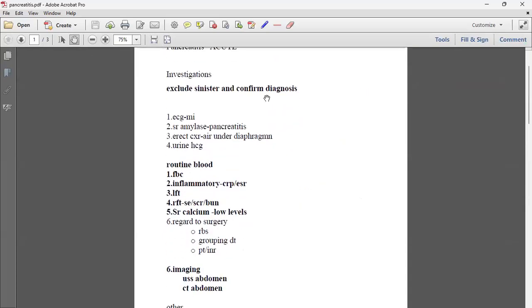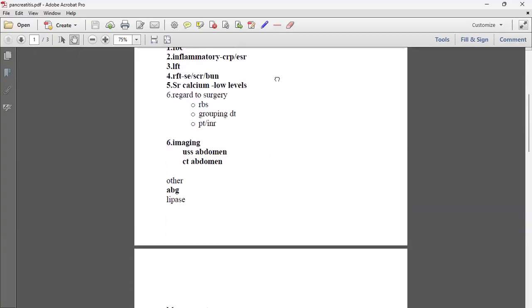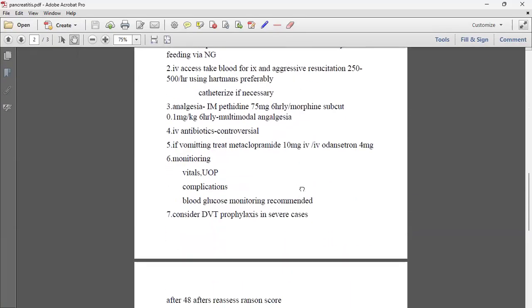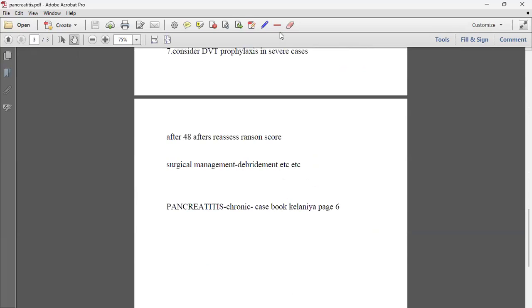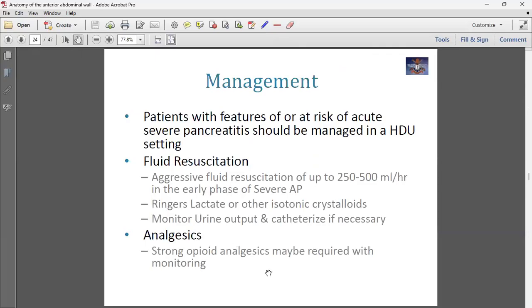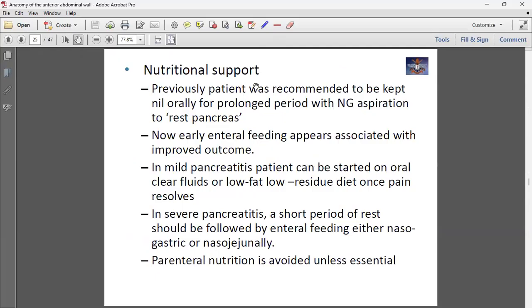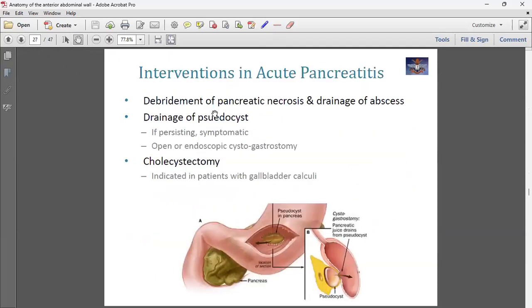Okay, and investigations wise, this is how you approach. So this is applicable for your SCQs and your long cases as well. Okay. So that is basically what I have written. HDO, fluid resuscitation, analgesics, nutritional support, antibiotics, and surgical interventions. You can just write a bit about this. Okay. But mainly for acute pancreatitis, it's sort of like a conservative supportive management.